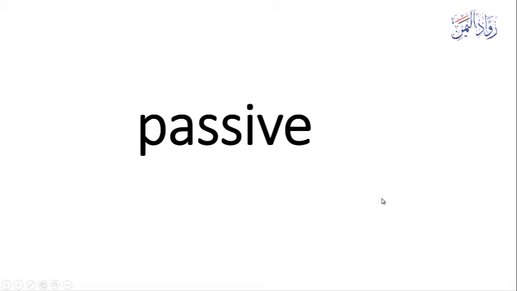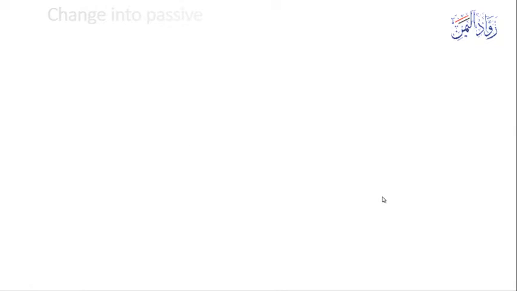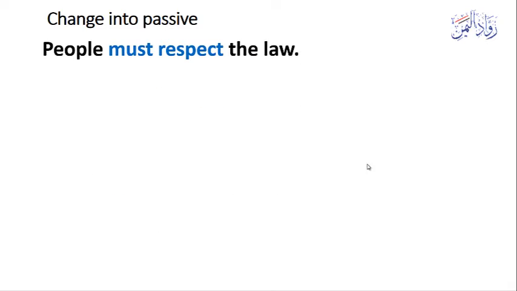We will start with the passive. Change into passive. Look at this example. People must respect the law. What do you notice? The sentence consists of three parts. Subject: people is the subject, must respect is the verb, the law is the object.